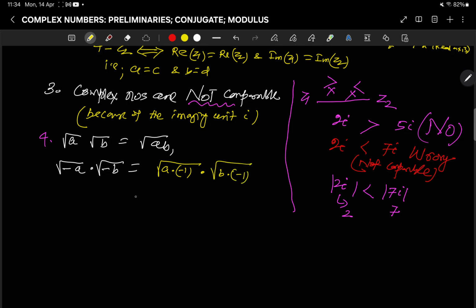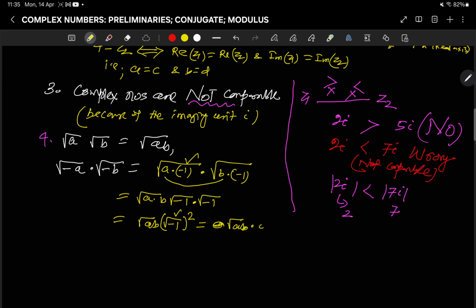So here, a and b you can write as root of a into b, and here you write root of minus 1 into root of minus 1. So you can write it as root of ab into the square of root of minus 1. So this is equal to root of ab into i square, so you will write it as minus root of ab. So you see it, okay?